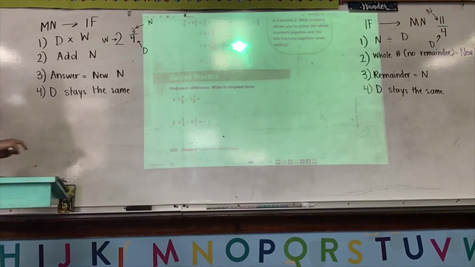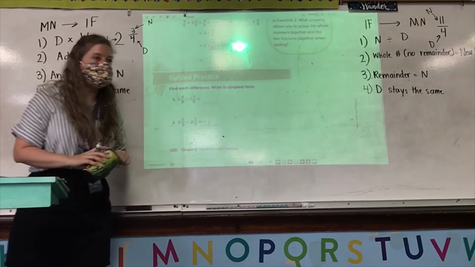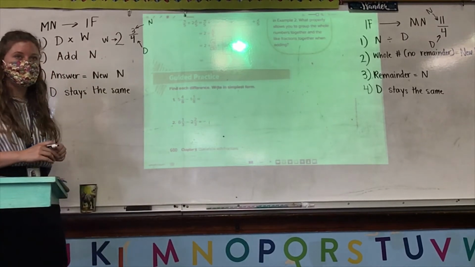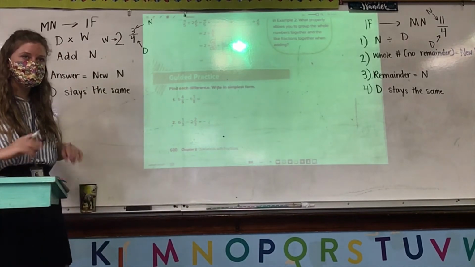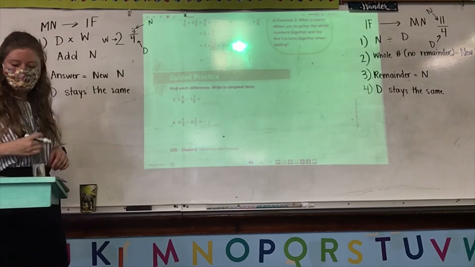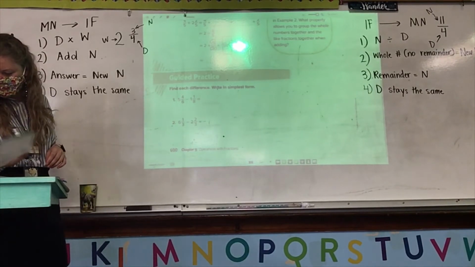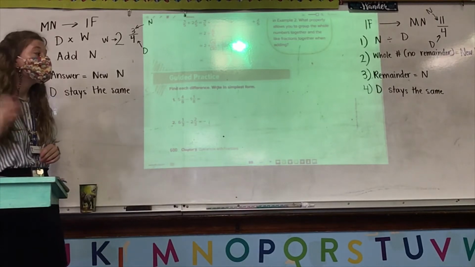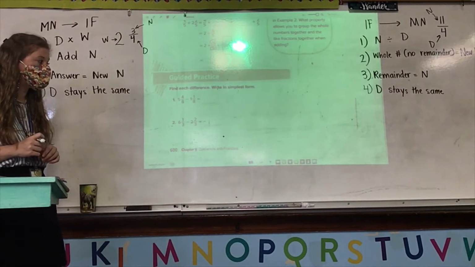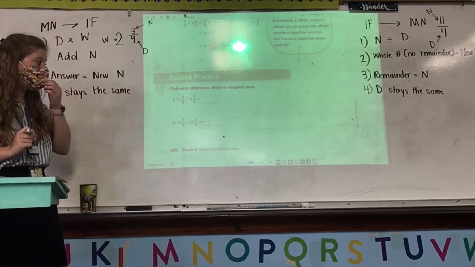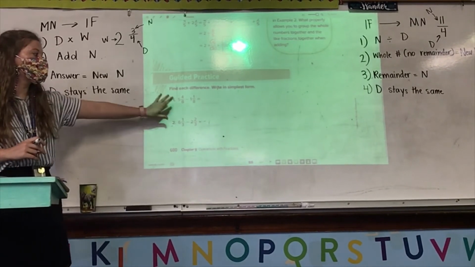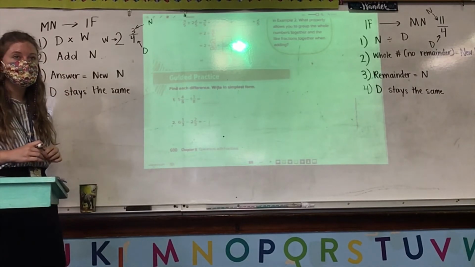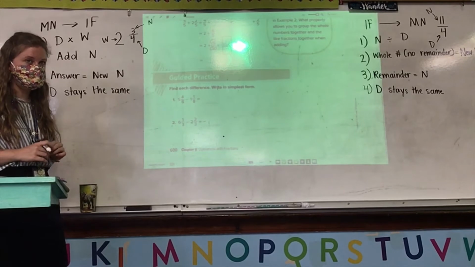Number 1. Find each difference, write in simplest form. Aaron, we have 5 4/8 minus 1 1/8. What do we need to do first? Write each mixed number as an equivalent improper fraction. So first we need to convert our mixed numbers into improper fractions. So let's start with our minuend, 5 4/8. What do we need to do? Tell me in words, then we'll do it in numbers.